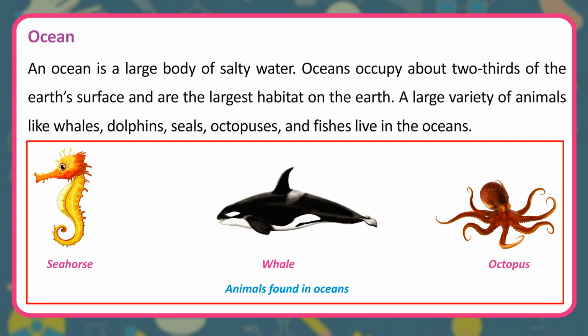Ocean. An ocean is a large body of salty water. Oceans occupy about two-thirds of the Earth's surface and are the largest habitat on the Earth. A large variety of animals like whales, dolphins, seals, octopuses and fishes live in the oceans. Seahorse, whale, octopus.